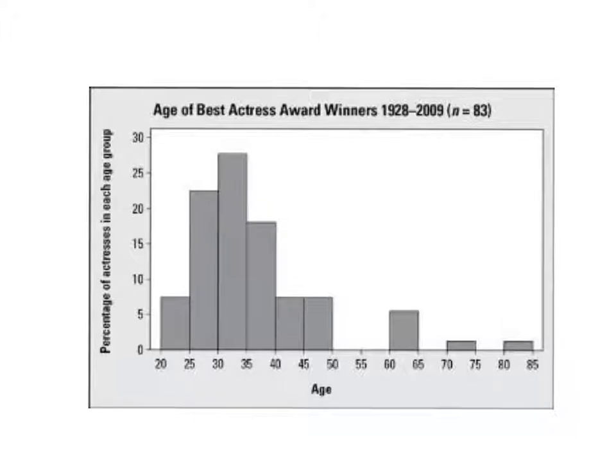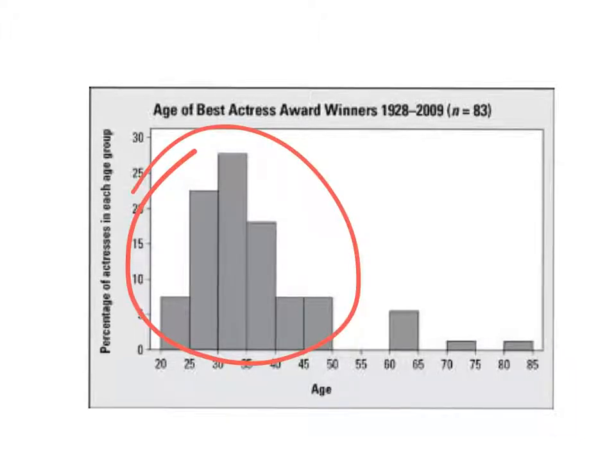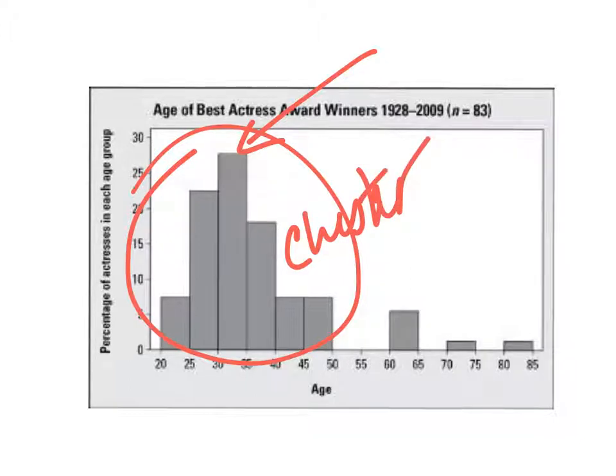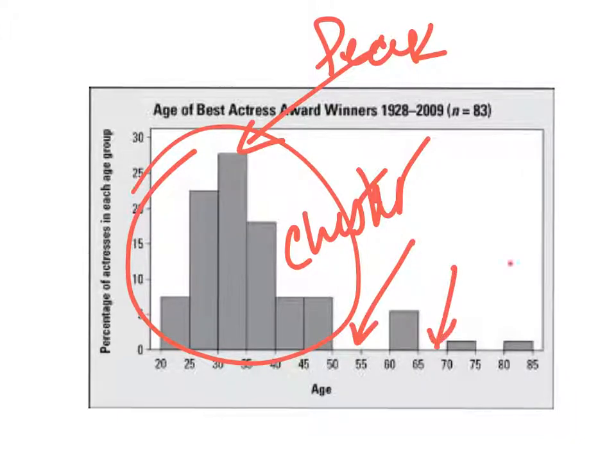Now, how about in this example of a histogram? Shape. Let me start with cluster. I think I see a cluster here. I see a peak here. So I have a cluster here. I have a peak here. I have no data in these locations right here. These would all be gaps. I have gaps in my data. I have a cluster. I have a peak.